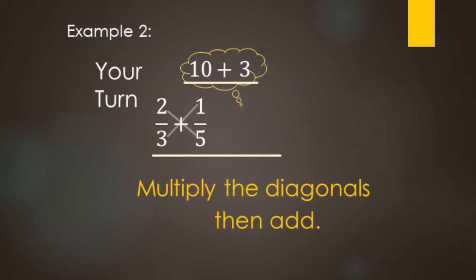Okay, so that's going to be a plus. Again, if this is a minus, then you'd put a minus there instead. So again, 2 times 5 is 10. 3 times 1 is 3. Add them up, and it equals 13. And then for the denominator, you just multiply the two denominators together. 3 times 5 is 15. So 2/3 plus 1/5 is 13 over 15.